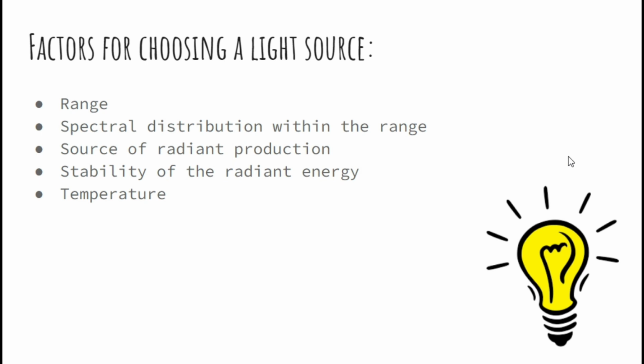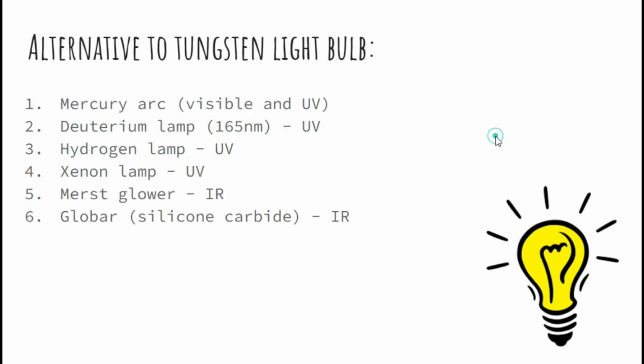Aside from that, source of radiant production and stability of the radiant energy as well as the temperature needed for the measurement. So here are good alternatives to the tungsten light bulb as also mentioned earlier. The mercury arc for the visible and UV. And ito na-mention din kanina, the deuterium lamp at 165 nanometer, also good for UV region. And then hydrogen lamp and xenon lamp are also good for the UV. For the infrared region, we have the Nernst glower and globar coming from silicon carbide.